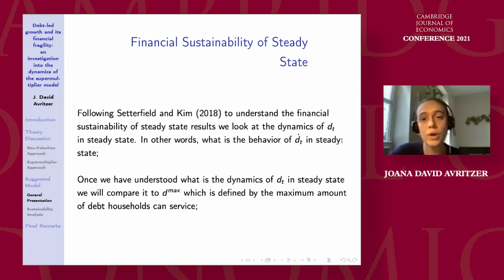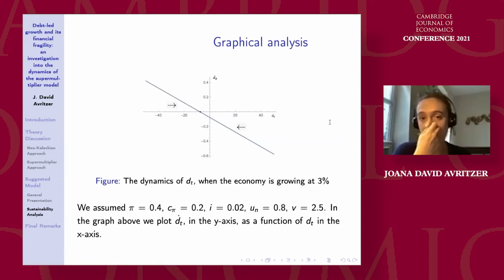We want to look at the behavior of this ratio and compare it to a maximum level of the ratio, which is defined by the maximum amount of debt that households can service. The idea is that if households are not even consuming and are just using all of their wages to service their debt, that would be the maximum amount of debt households can accumulate. So we compare this definition of D max to the dynamics of the D ratio in steady state, and this is what we get.